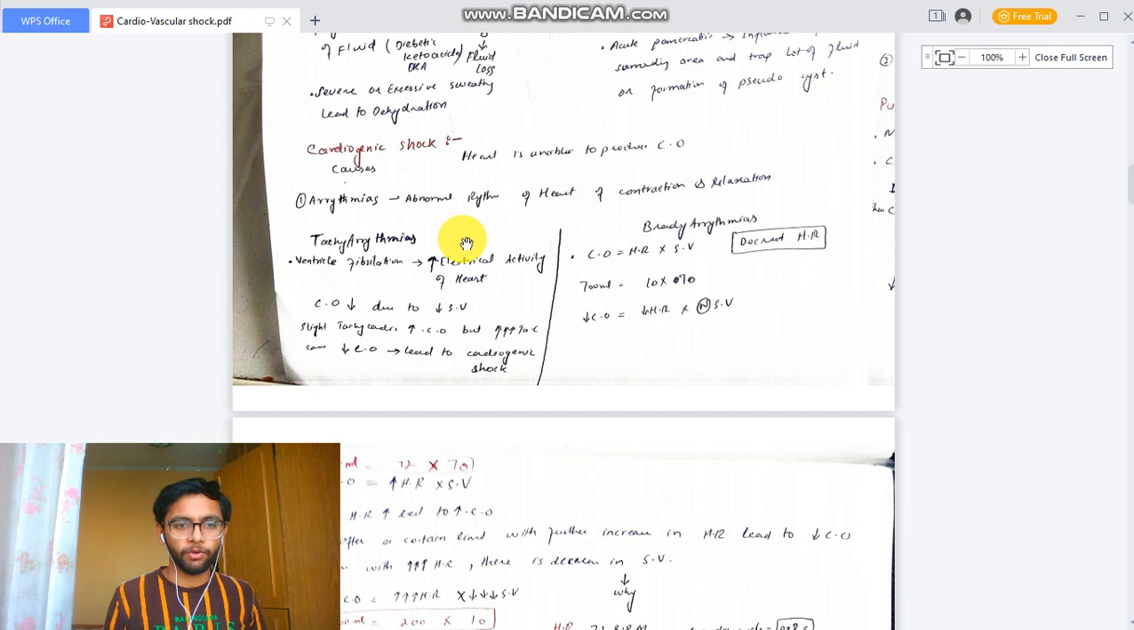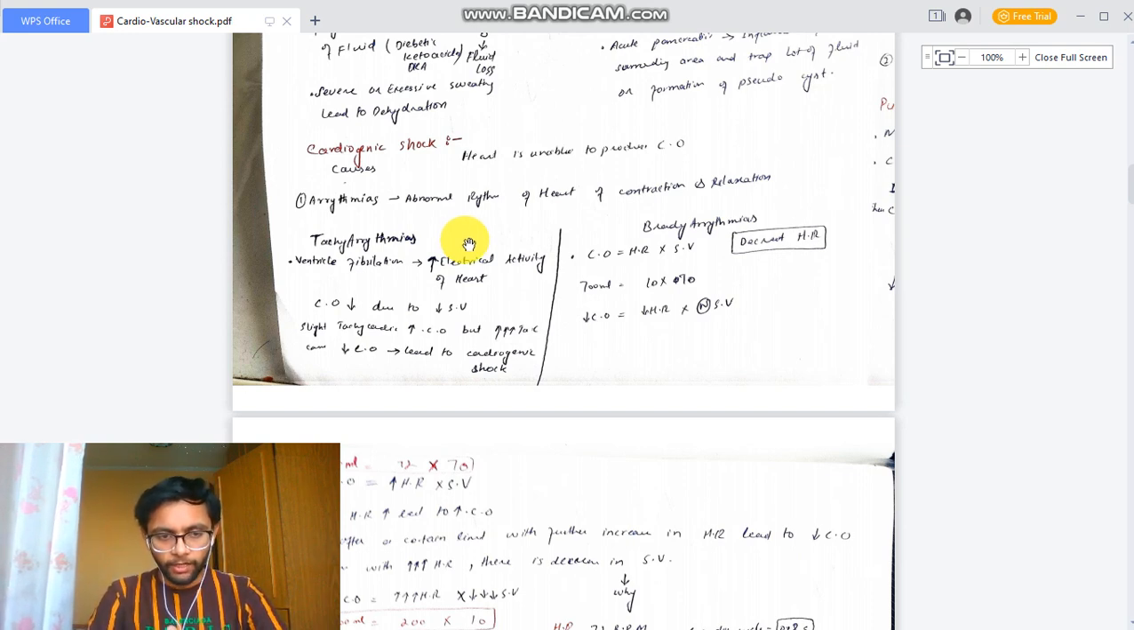Arrhythmia is abnormal rhythm. For example, our heart beats in a normal rhythm. First the atria contract, then the ventricles contract. Atria contract and drain blood into the ventricles. When the ventricles contract, the left ventricle pumps blood into the aorta and its branches, and the right ventricle pushes blood into the pulmonary trunk. So this is the normal rhythm of the heart.